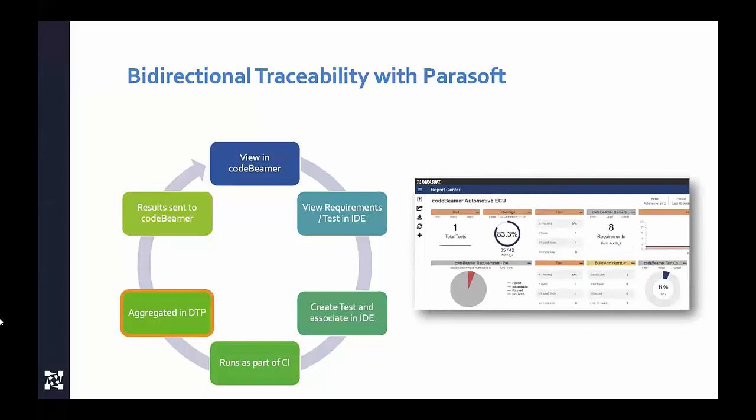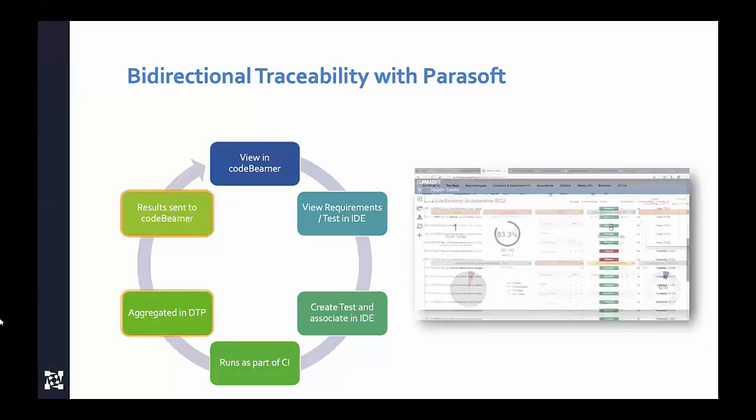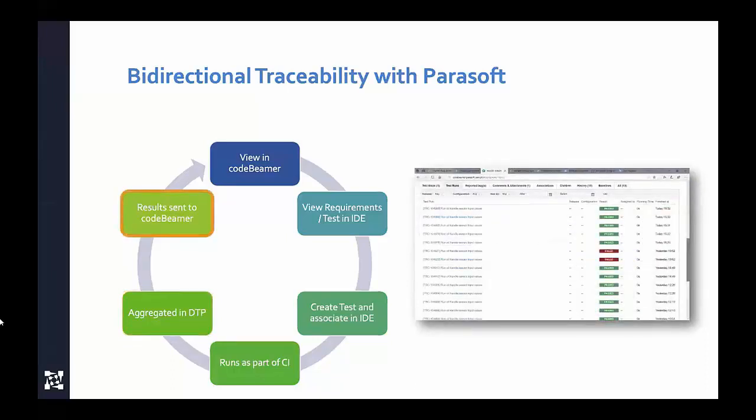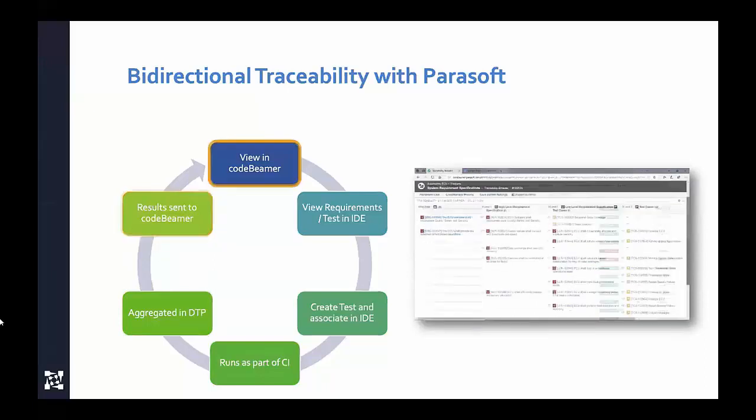We're then going to aggregate that data in DTP, and that data gets updated dynamically, as Ricardo said. And then that data is pushed into codeBeamer, both the data from a test run, but then also being able to roll that data up into your traceability matrix.